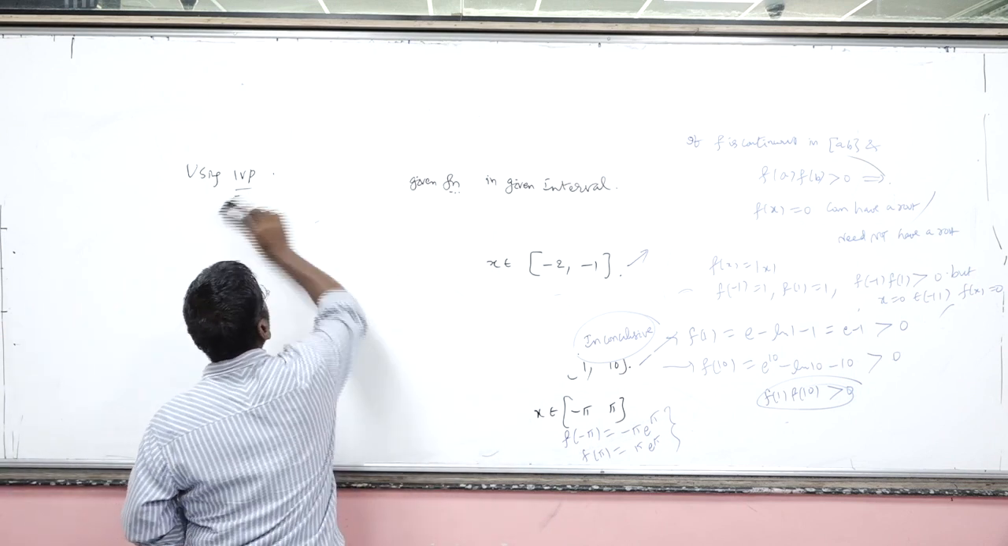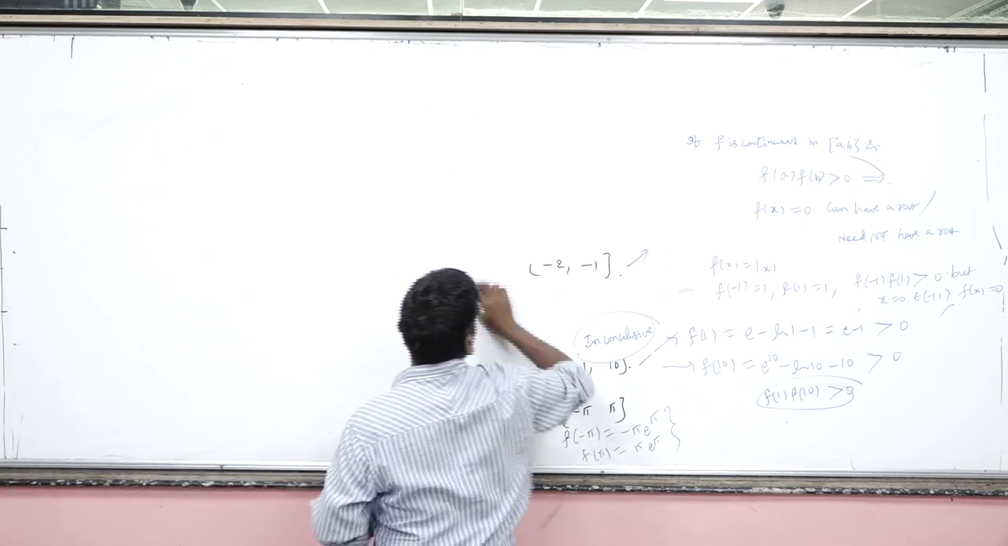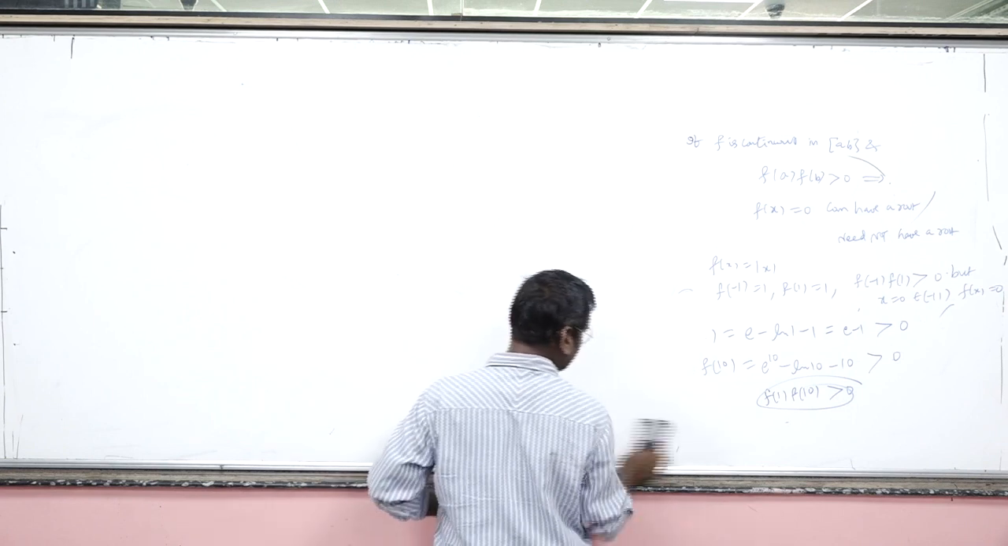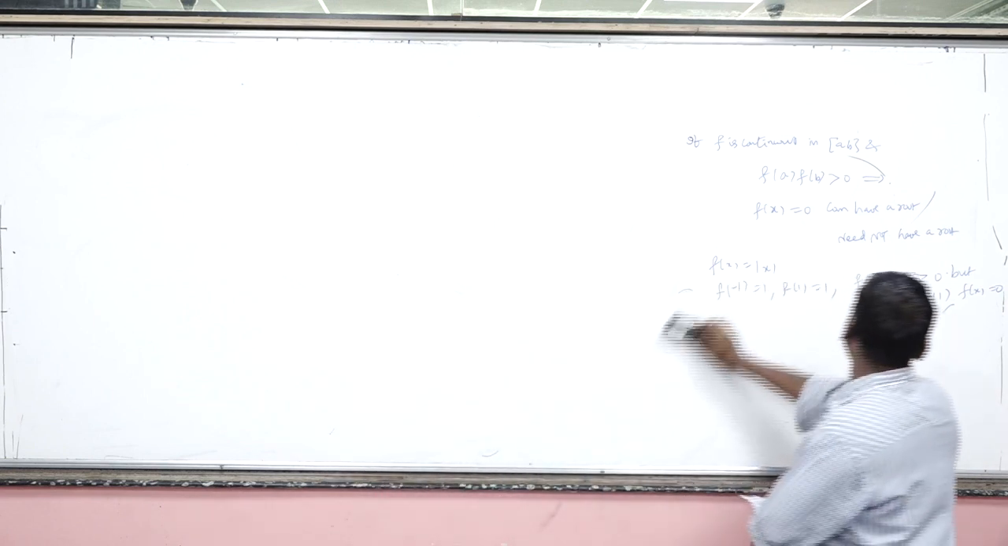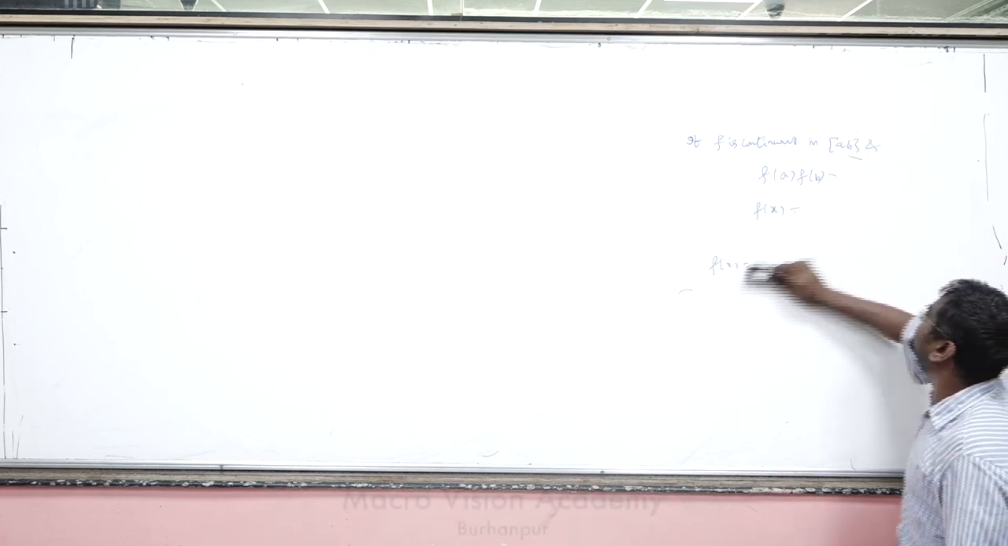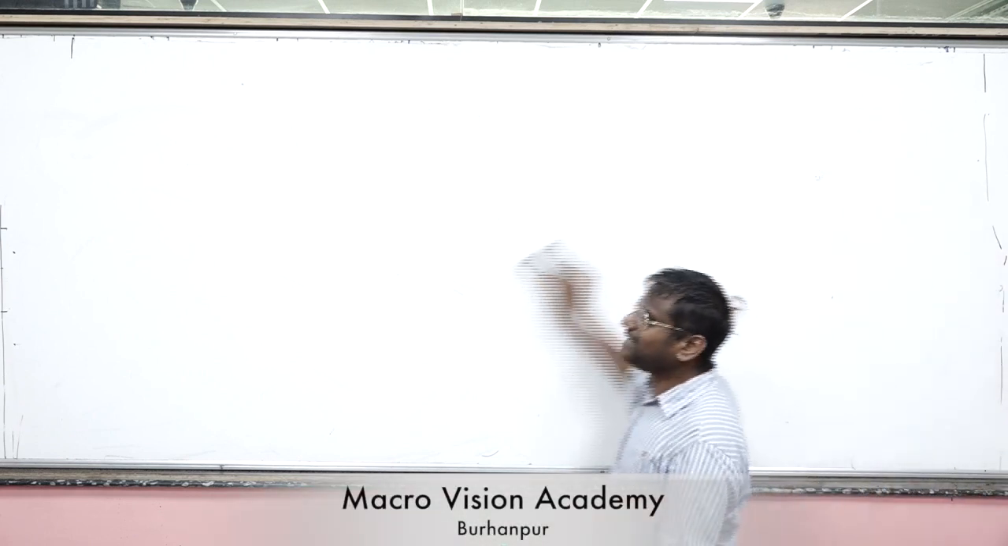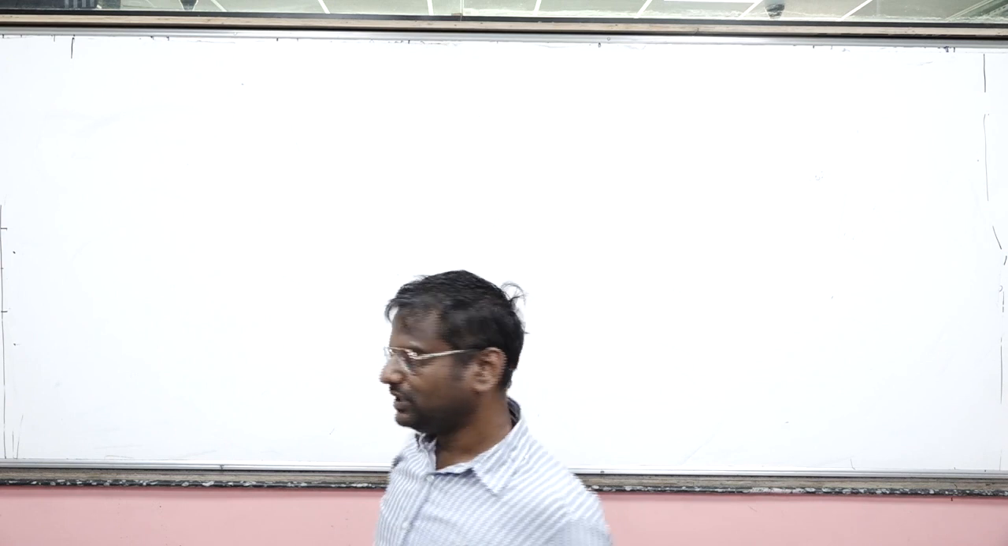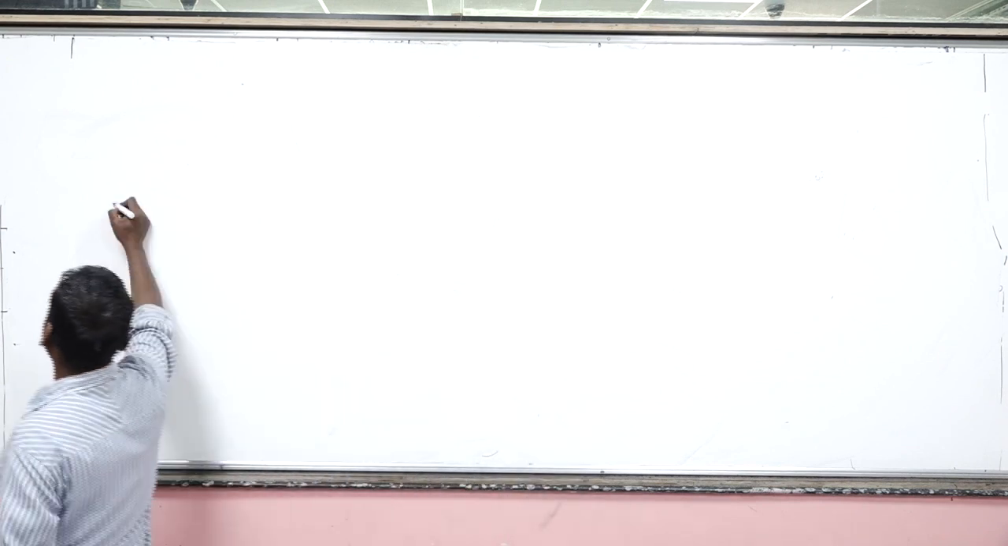So we will always try to find two numbers such that fa into fb less than 0, where f is continuous. Then we can confidently say that there must be at least one root in the interval a to b. So that is IVP, one rule for continuity.